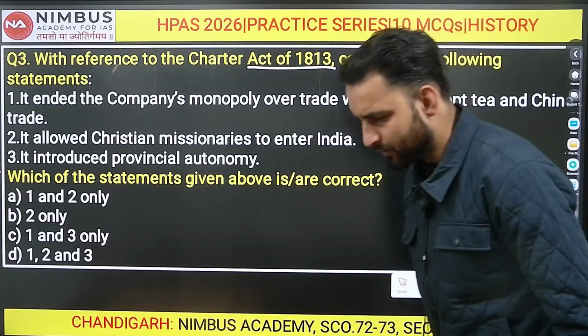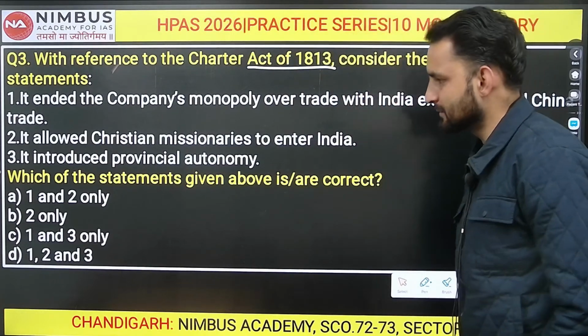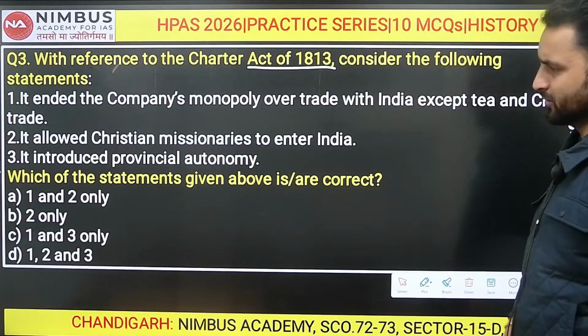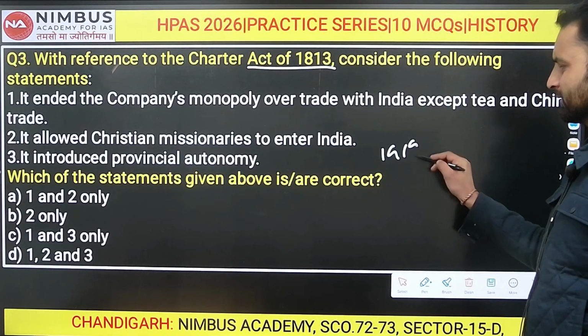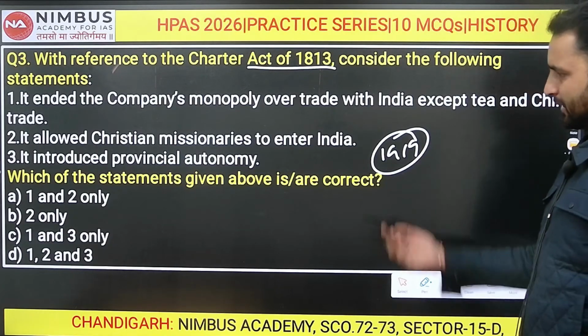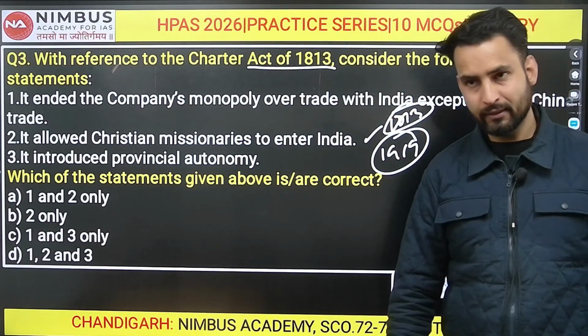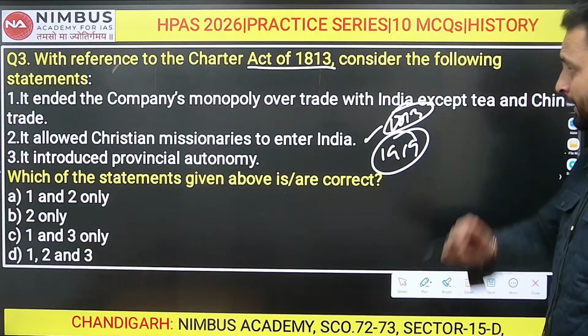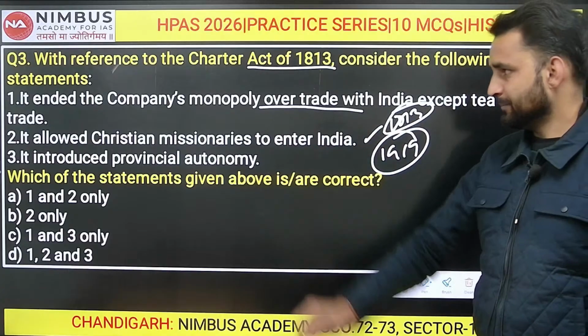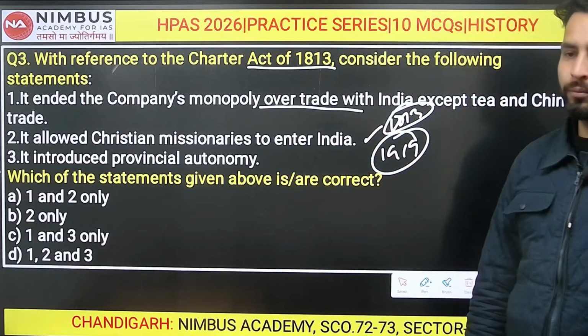All right, so you have given A as the right answer, that is 1 and 2 only. Third statement, it introduced provincial autonomy, definitely not, it was introduced in 1919. Christian missionaries were allowed to preach their religion in India, it was done in 1813 through Charter Act, and it basically ended the company's monopoly over the trade in India.